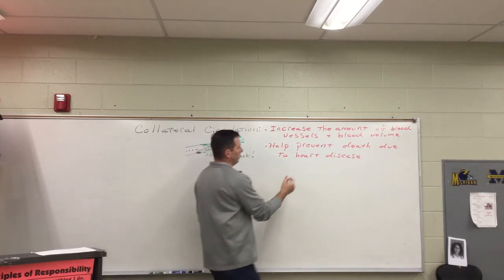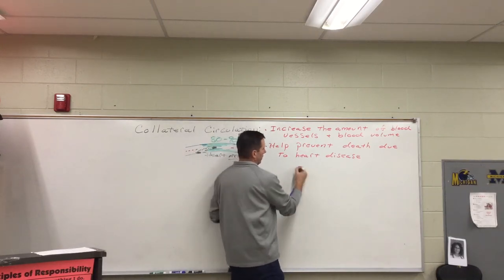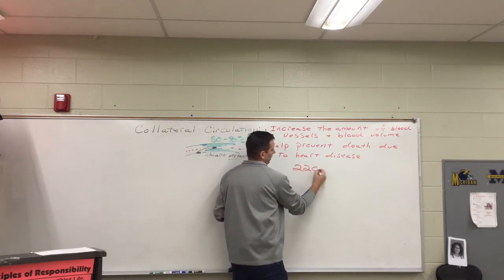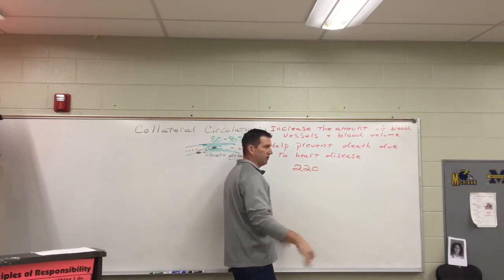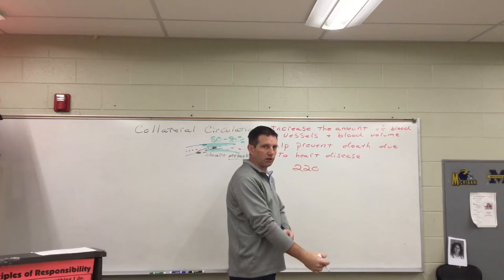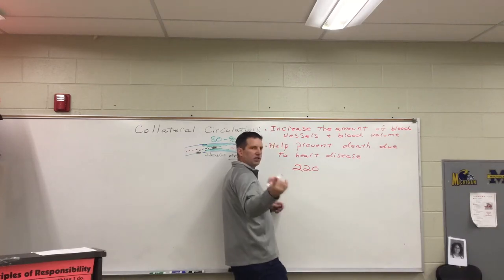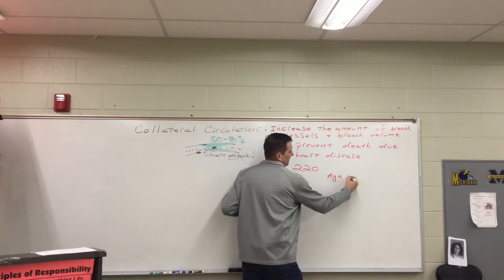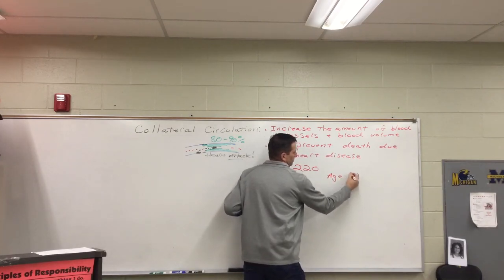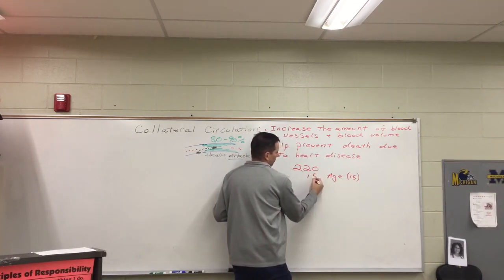You're going to take your age, all right? You take the number 220. Everybody takes the number 220, and everybody's going to subtract their own age, whether you're 14 or 15 or whatever the case is. So let's just say, for argument's sake, you are 15 years of age. We subtract 15 from 220, we get 205.